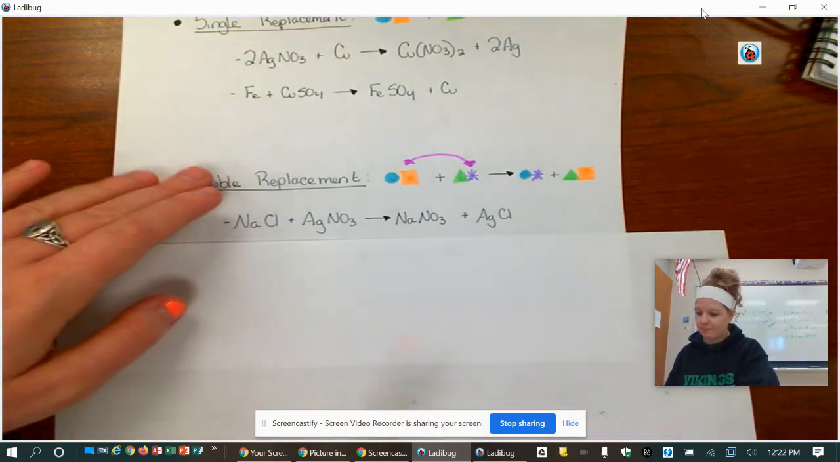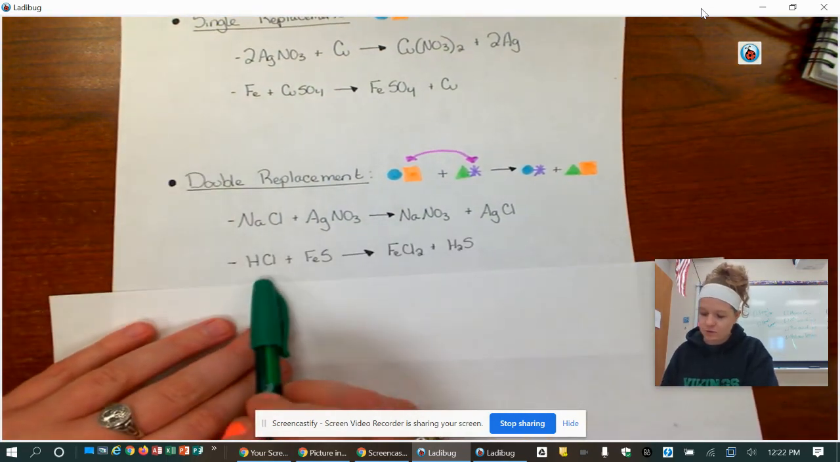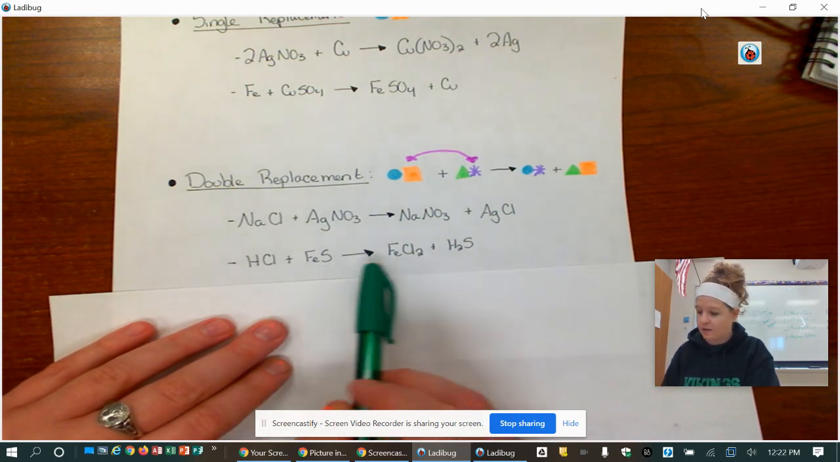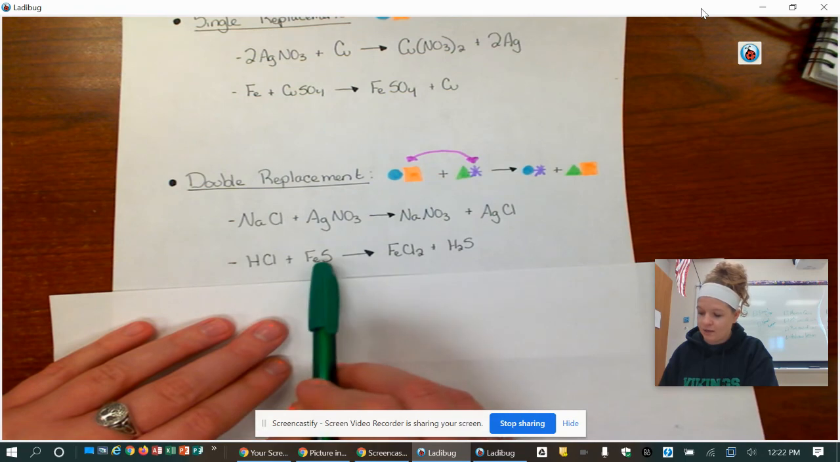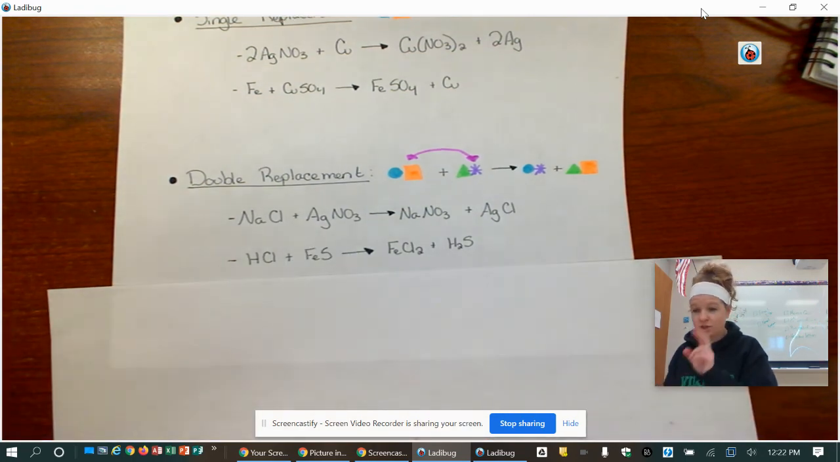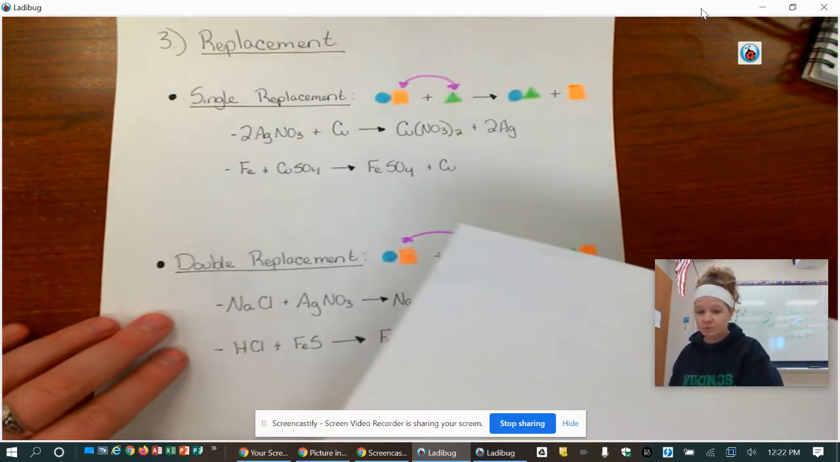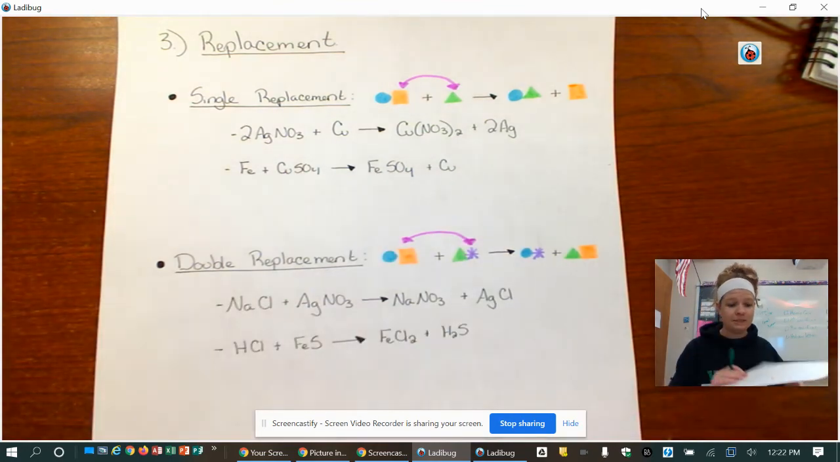Double replacement. And then we have another one with hydrochloric acid and iron sulfide. And again, the hydrogen and the iron are replacing each other. Double replacement. In single replacement, you're only replacing one.